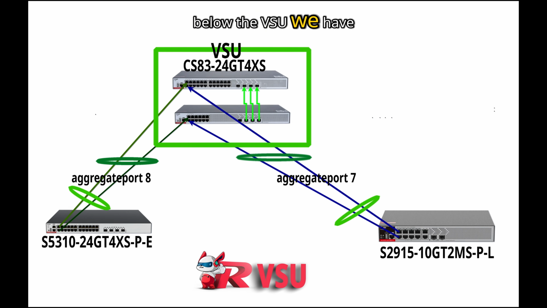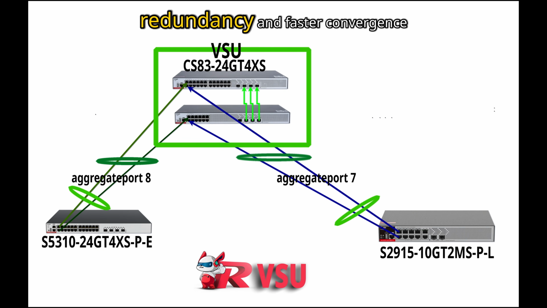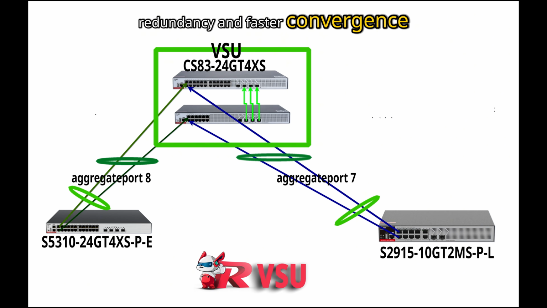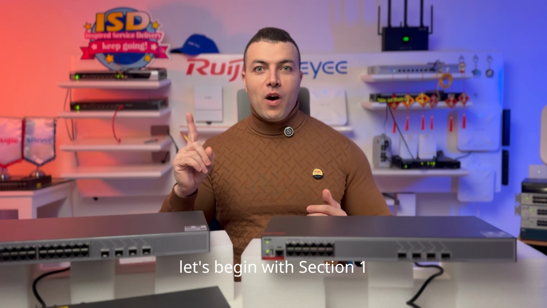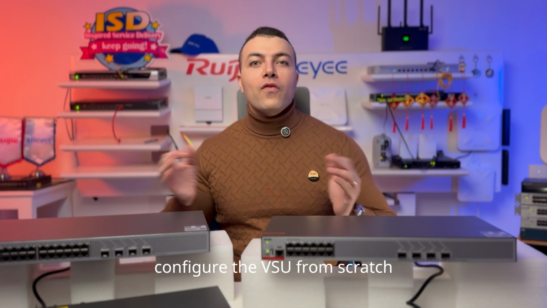Below the VSU, we have our access switches. Each one is connected through LACP, Dynamic Link Aggregation, on its uplinks, providing bandwidth increase, redundancy, and faster convergence. Let's begin with Section 1, configure the VSU from scratch.